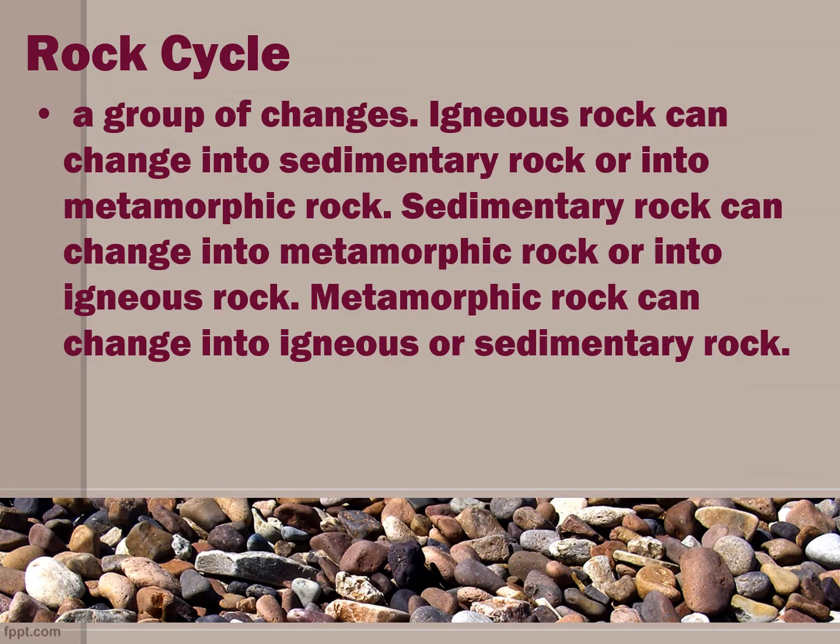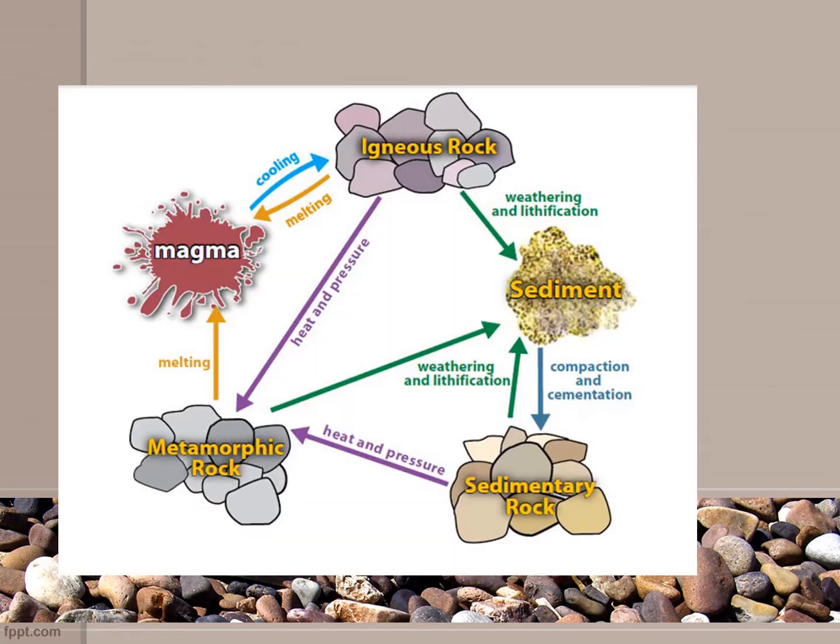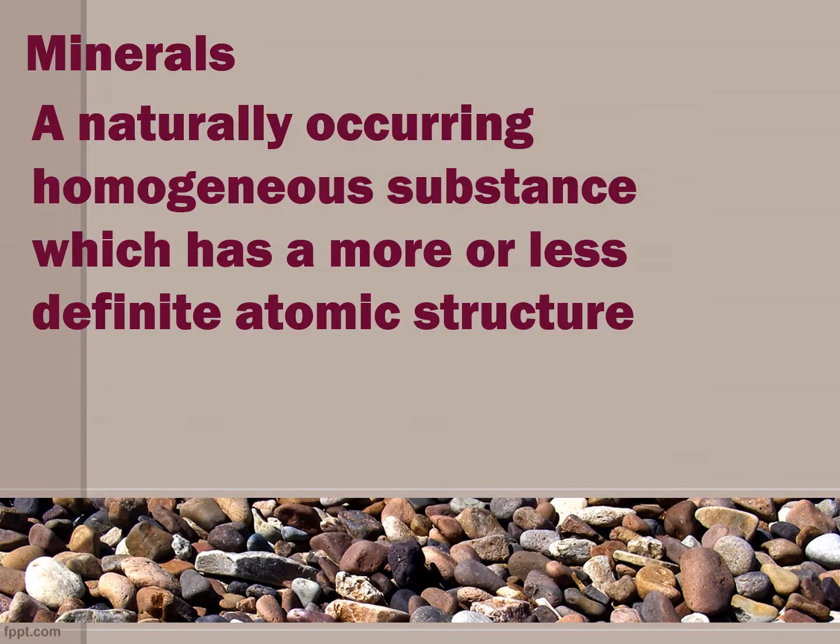Rock cycle is a group of changes, and igneous rocks can change into sedimentary rock or into metamorphic rock. Sedimentary rock can change into metamorphic rock or into igneous rock, and metamorphic rock can change into igneous or sedimentary rocks. Your rock cycle, the same po. Minerals: a naturally occurring homogeneous substance which has more or less definite atomic structure. Okay?